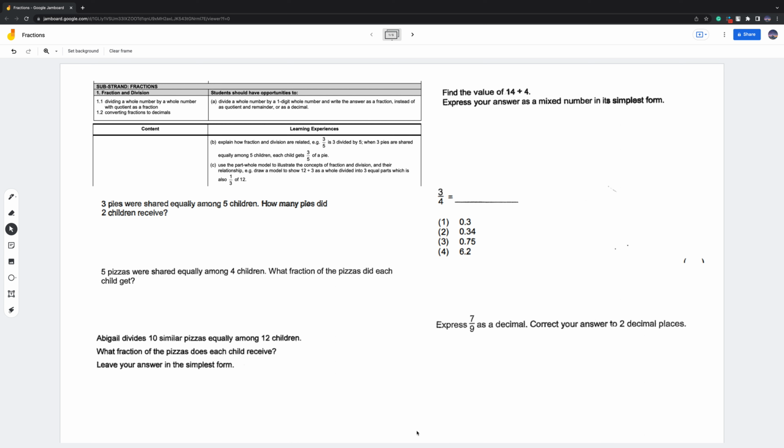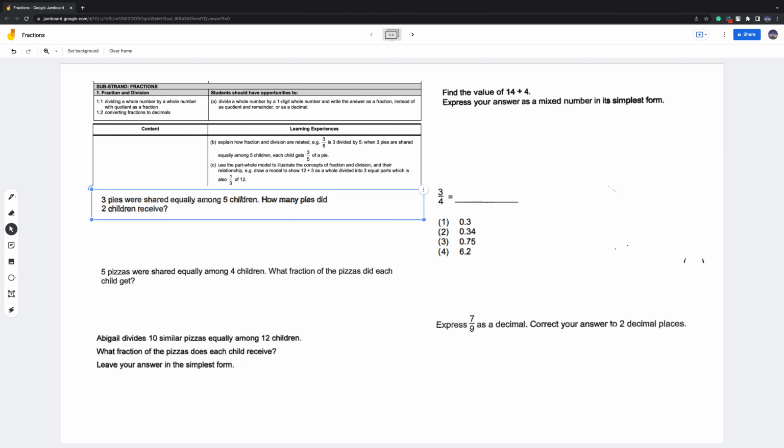So let's say we have 6 divided by 3. These are two whole numbers. The answer will give you a whole number. So this is not what we are looking for, because it clearly says that we need to divide a whole number by a whole number, and we have the quotient as a fraction.